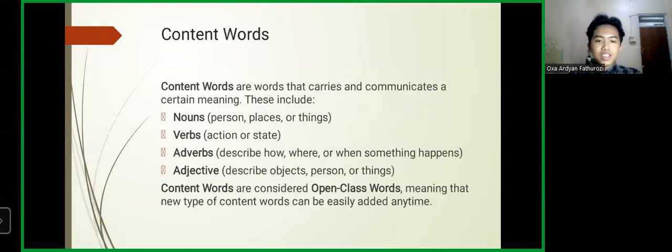Content words. Content words are words that carry and communicate a certain meaning. These include nouns, which is person, places, or things, verbs, which is action or state, adverb, which describe how, where, or when something happens, and adjective, which describe objects, person, or things. Content words are considered open class words, meaning that new types of content words can be easily added anytime. Next slide.